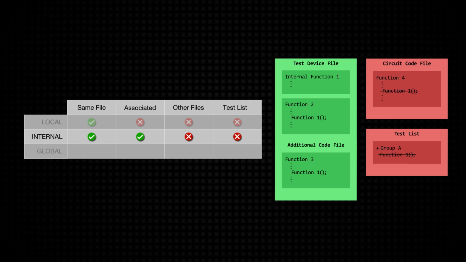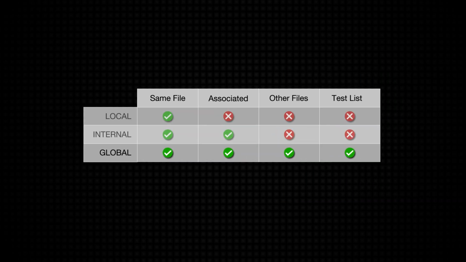Then we get to global. A function with this scope can be called from anywhere, including from the test list, and we'll talk more about functions that are suitable for the test list in the 8th video. By the way, if a scope isn't defined, it will default to global.